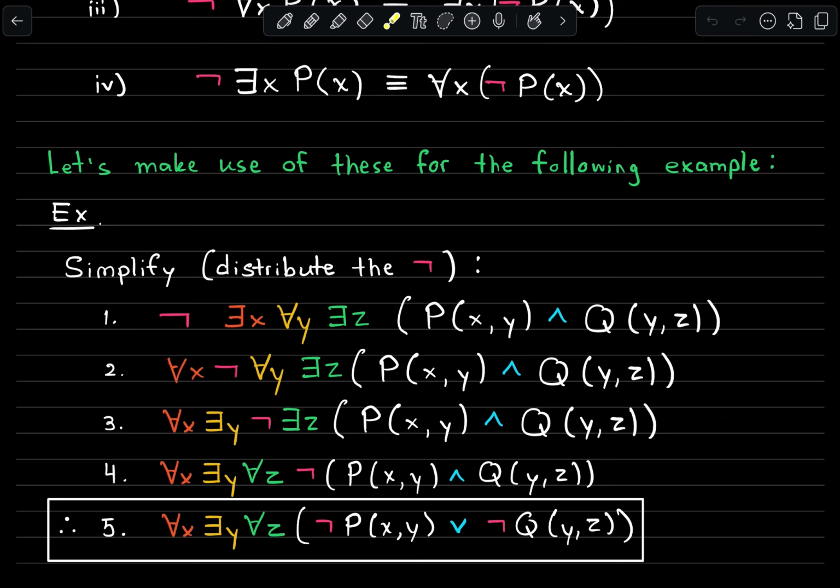Alright, so this has been Predicate Logic Part 3. These were nested quantifiers. We'll pick up from here in the next video.